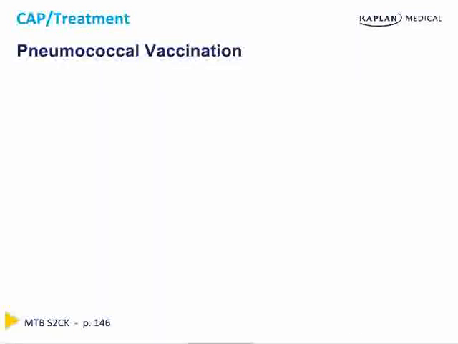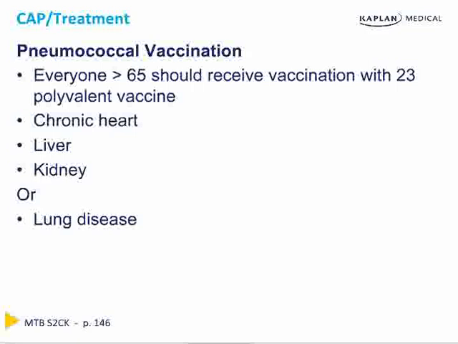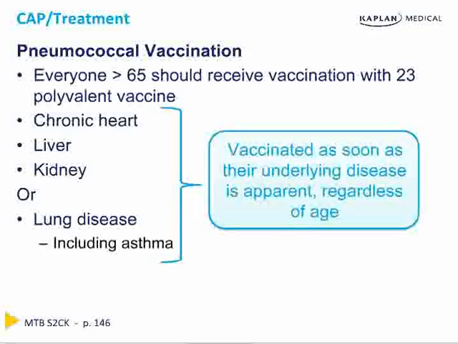To end our lecture, let's briefly touch on the pneumococcal vaccination. This is a vaccination against strep pneumo and therefore helps to prevent a large number of community-acquired pneumonias. Anybody greater than 65 years old should receive a vaccination with a 23 polyvalent vaccine. Patients with chronic heart disease, liver, kidney, or lung disease should also receive this. This includes asthma, and these patients all should be vaccinated as soon as their underlying disease is apparent. It does not matter what their age is at time of diagnosis.